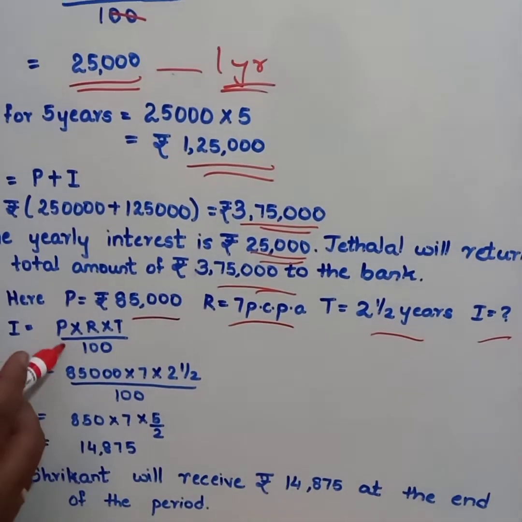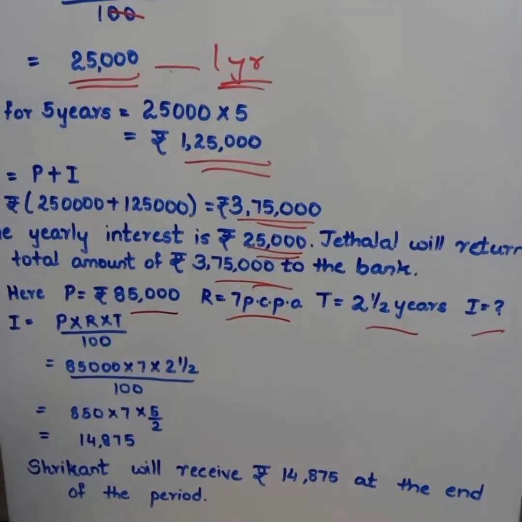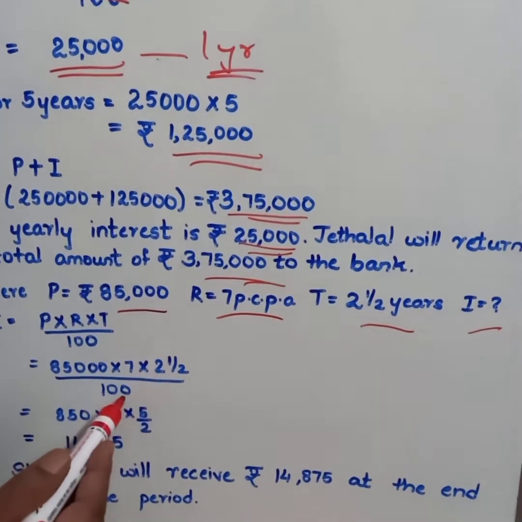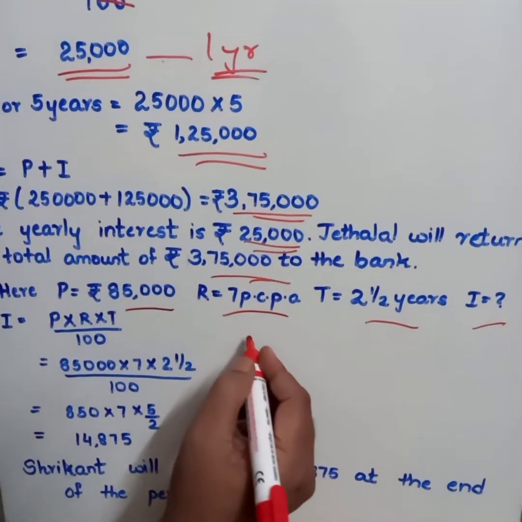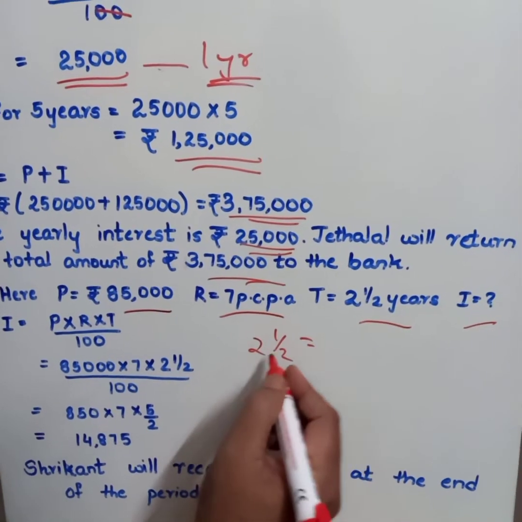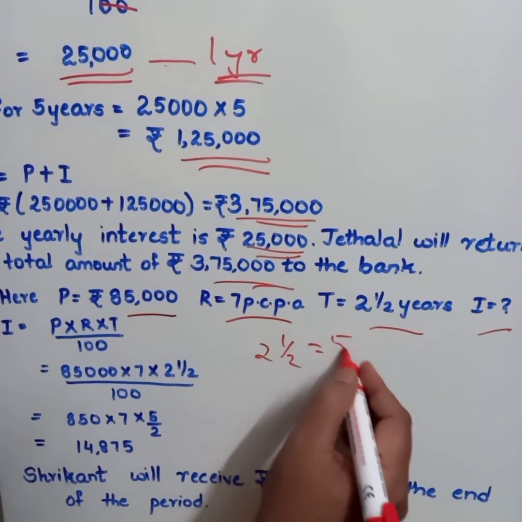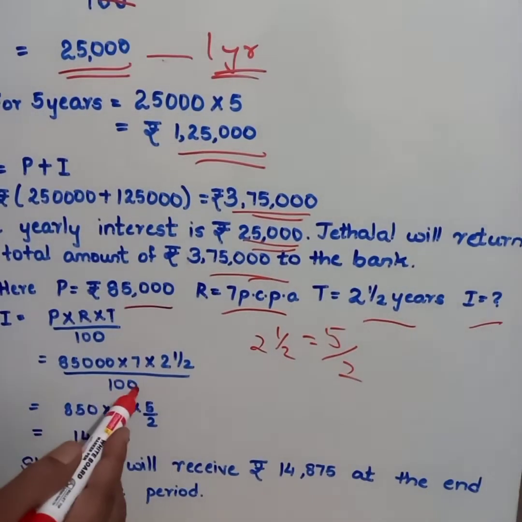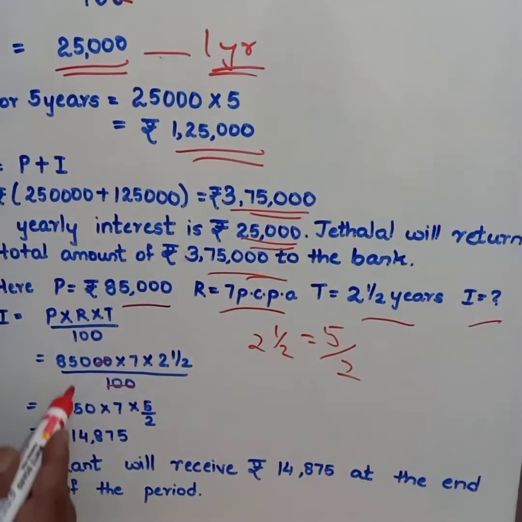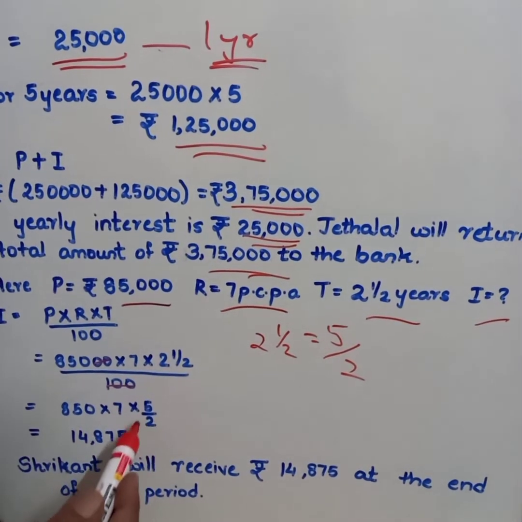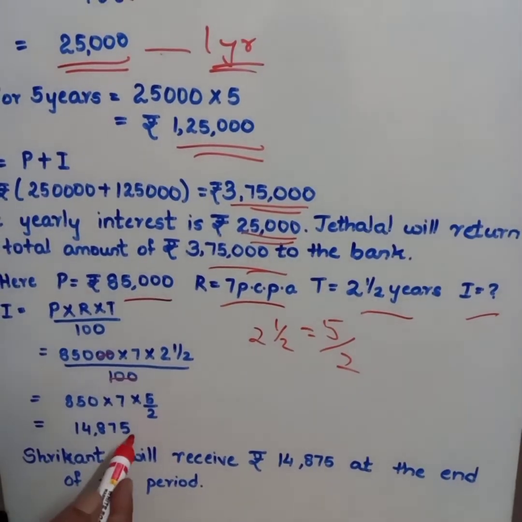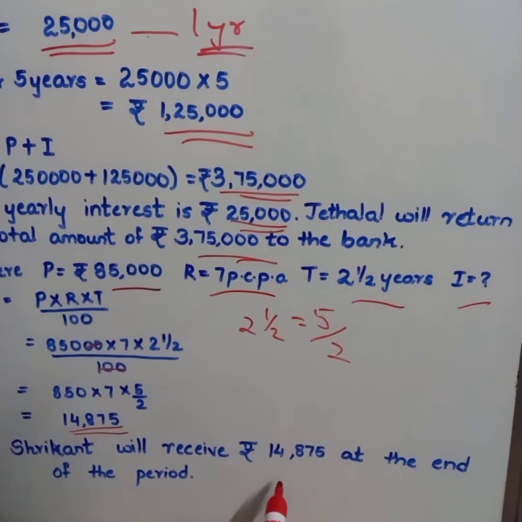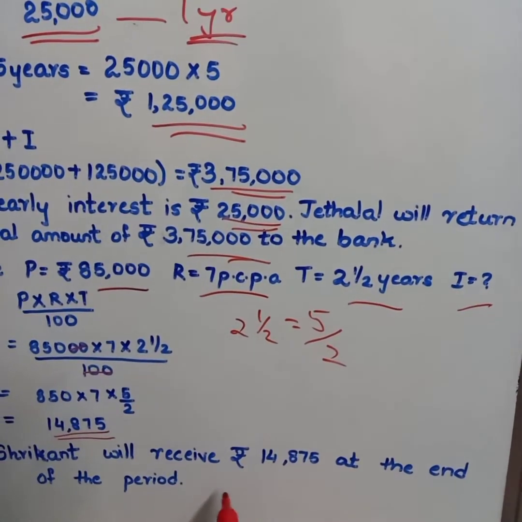So again, interest formula P into R into T upon 100. So 85,000 into 7 into 2.5 upon 100. Here 2.5 has been converted to 2 2s are 4, 4 plus 1, that comes up to 5 upon 2. So 850 into 7 into 5 upon 2. That comes up to 14,875 rupees. So Srikanth will receive rupees 14,875 at the end of the period.